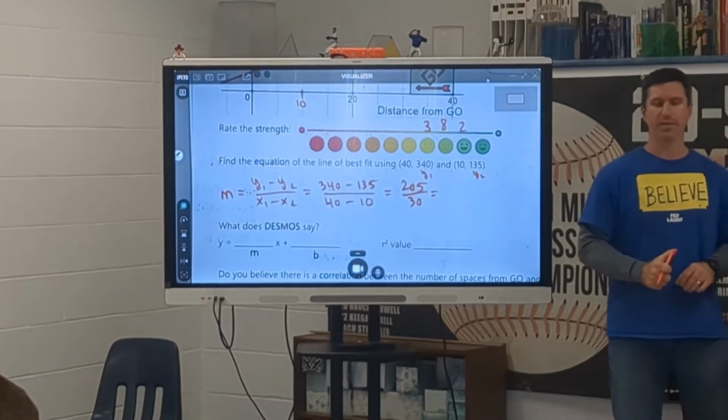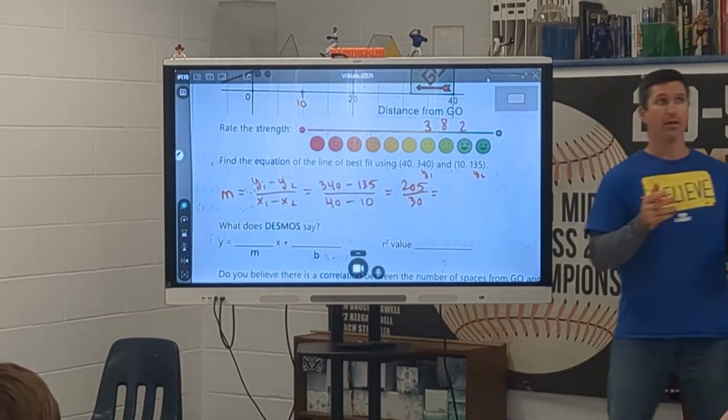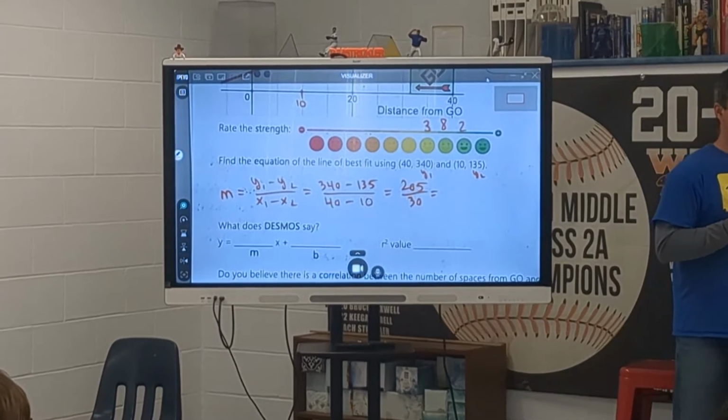I'm gonna do 2 things here. I'm gonna simplify the fraction because I can. So if you divide both those by 5, that would be 41 over 6.